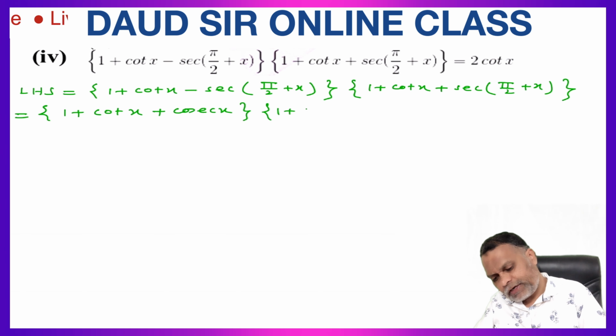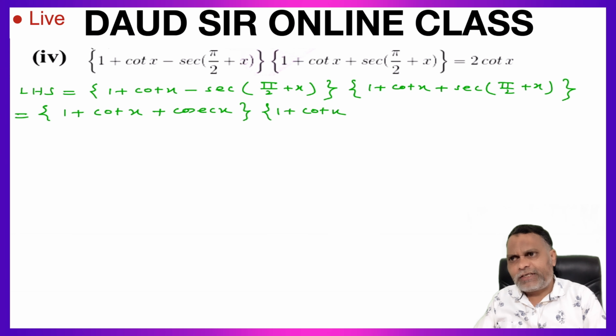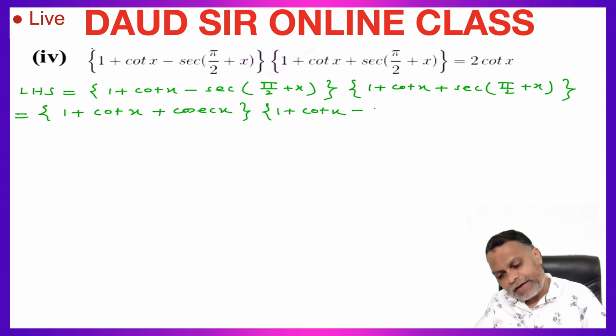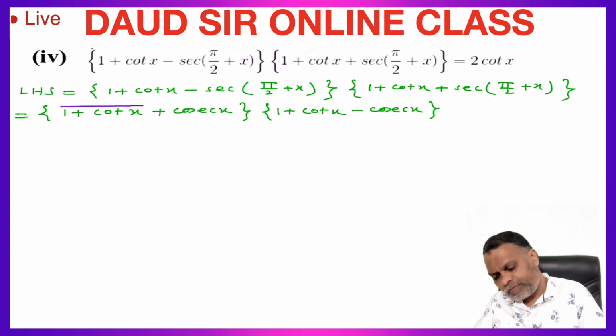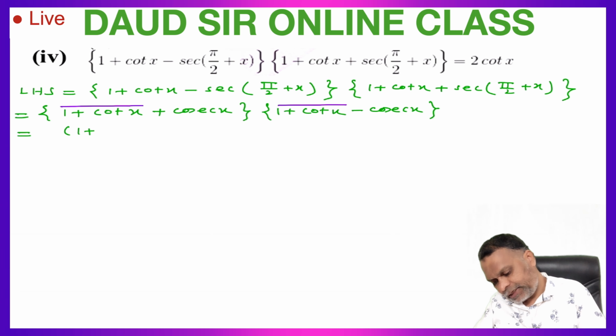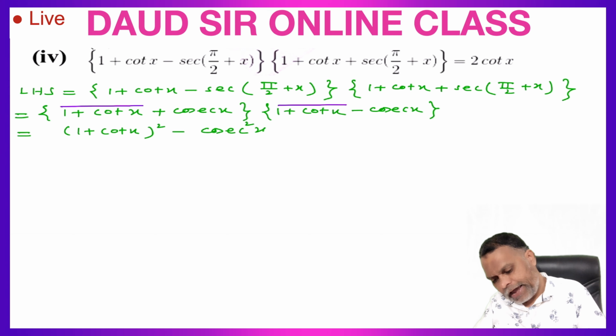In second bracket, 1 plus cot x plus sec(90 plus theta). 90 plus theta lies in second quadrant. In second quadrant, sec is negative, so minus. In case of 90, change the sec to cosec, so minus cosec x. So here we can apply the identity (a plus b) into (a minus b), a square minus b square. So (1 plus cot x) whole square minus cosec square x.